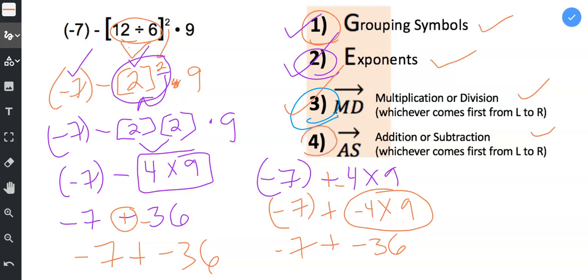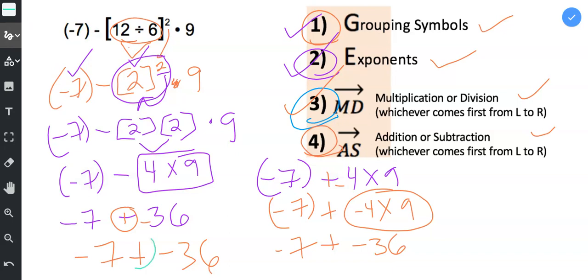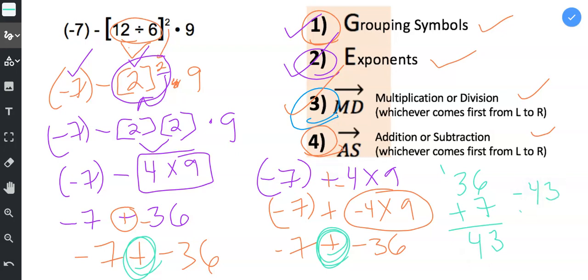Now, for the addition subtraction part, -7 plus a -36, well, signs the same, you add. 7 and 6 gives you 13, carry the 1, 3 and 1 gives you 4, and a -7 plus a -36, that gives me a total of 43 negatives. So my final answer is -43.